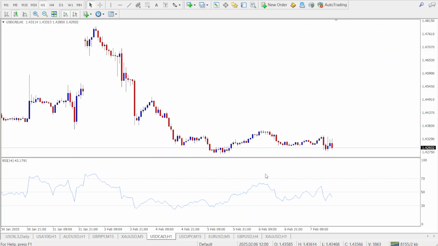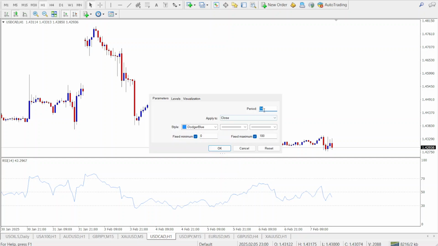bounce or upward movement. Now, in scalping, we use RSI to catch short-term price reversals and ride quick market moves. But to make it even more powerful, we need to tweak the settings and combine it with the right tools. Now, the standard RSI setting is 14 period. As you can see, the default setting is 14. But for scalping, we need faster signals.